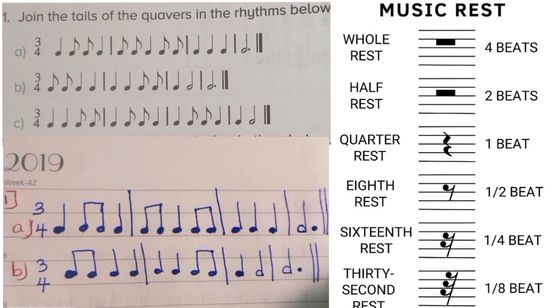In the second bar, we have two quavers which are not joined. We have a crotchet, and we have two quavers which are not joined.